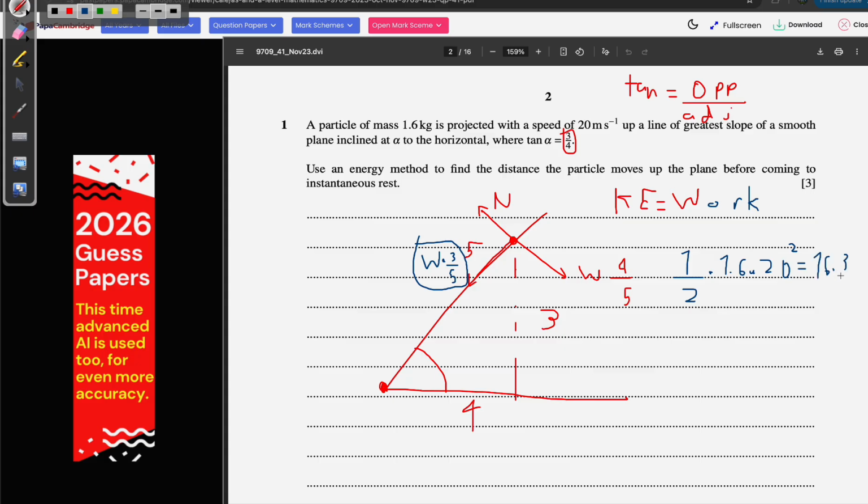since g is 10, times distance, which we're trying to find. So again, 1 over 2 times 1.6 times 20 squared is equal to 16 times, this is a 5, not a 6, my handwriting is horrible, times 3 over 5 times x. You'll get 100 over 3, which is 33.3333.